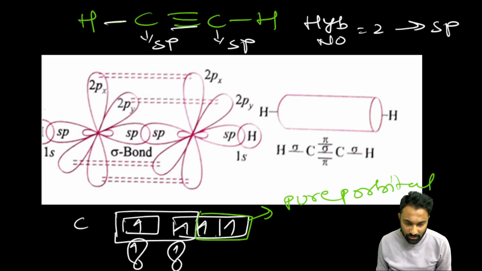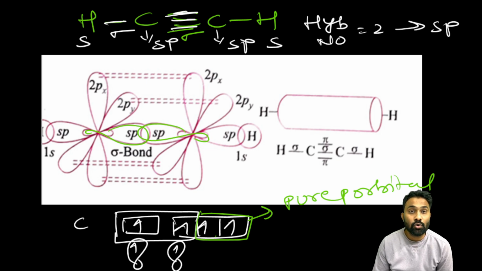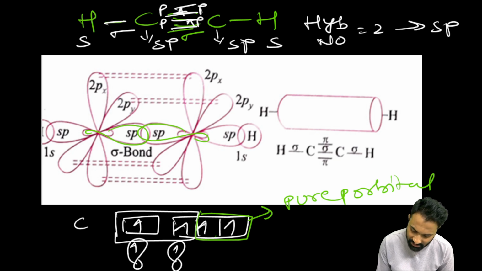Now you see one sp and another sp leading to give one sigma bond. This sigma bond is formed by the overlapping of sp and sp, and this sigma bond is formed by sp and s. And we have two pi bonds, right? These two pi bonds are formed by which orbitals? Pure p and pure p. This is p and this is p, this is p and this is p.